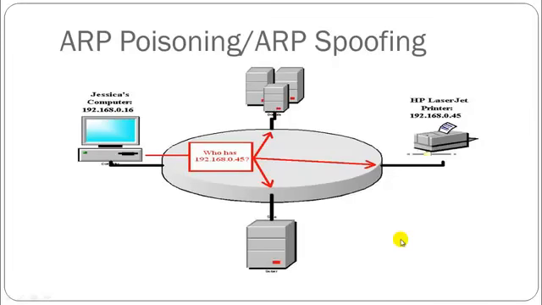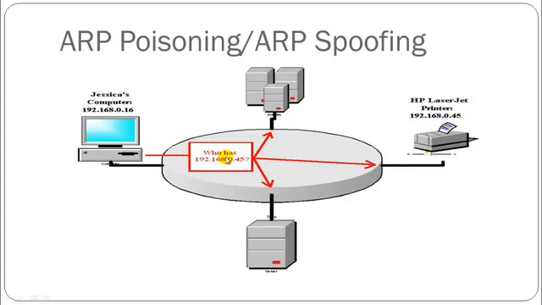So that means if you are poisoning the ARP, then spoofing is automatically happening in the background. As you can see, we have two computers. One is the original computer. This is the server through which it goes, and I am the attacker over here. And this is the HP LaserJet printer, and this is the IP address.